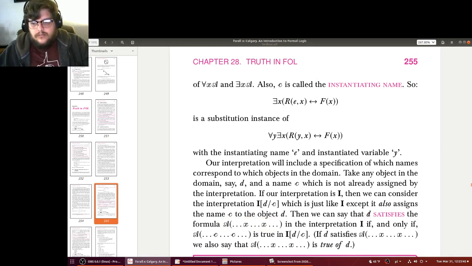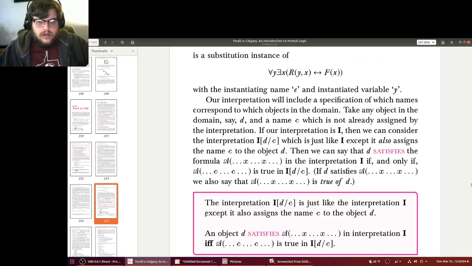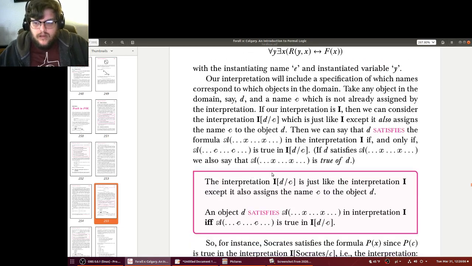D is not a name, it's a domain element. It's my mistake. A domain element satisfies this formula in the interpretation I, if and only if I can make an upgraded interpretation where D is interpreted with the name C and plugged in. That's a mouthful, but I guess they summarize it in the box.